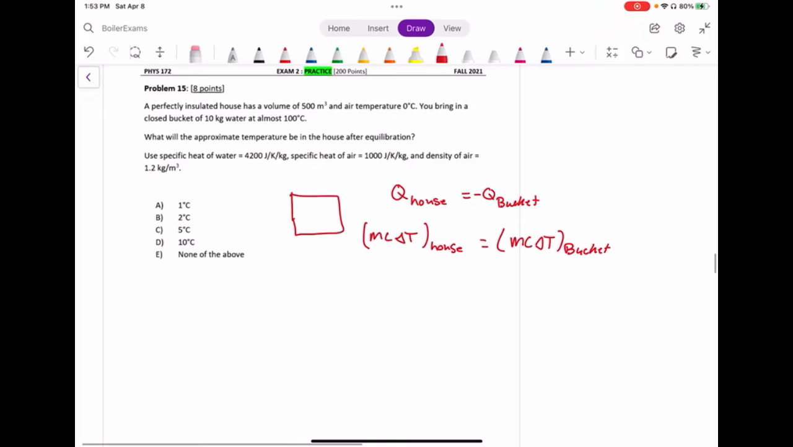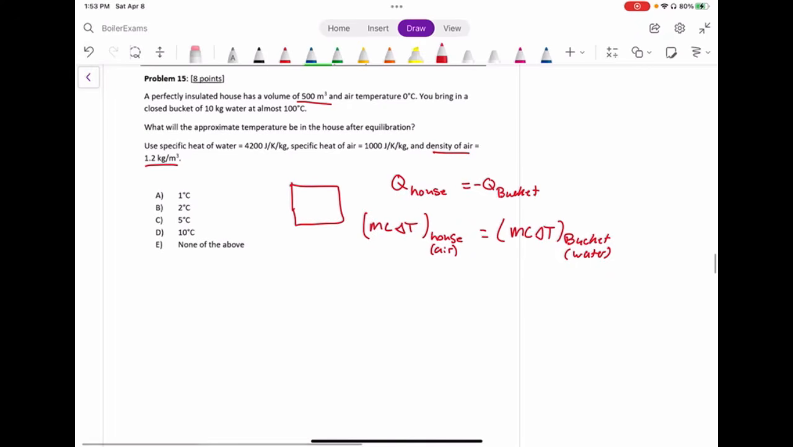So what is that going to look like? This isn't actually of the house, this is of the air in the house. Air, and then water. That's what we're analyzing. So what's the mass of the air in the house? They don't tell us explicitly, but we know a volume and we know a density of the air. So how can we go from one of those to the other? We have a volume of 500 meter cubed, and we know the density is 1.2 kilogram per meter cubed.